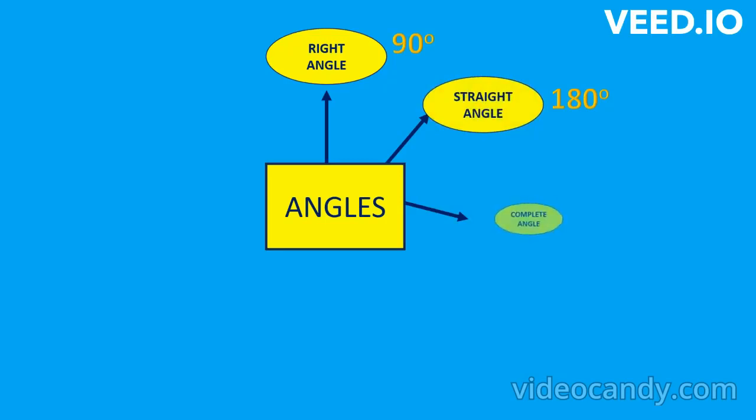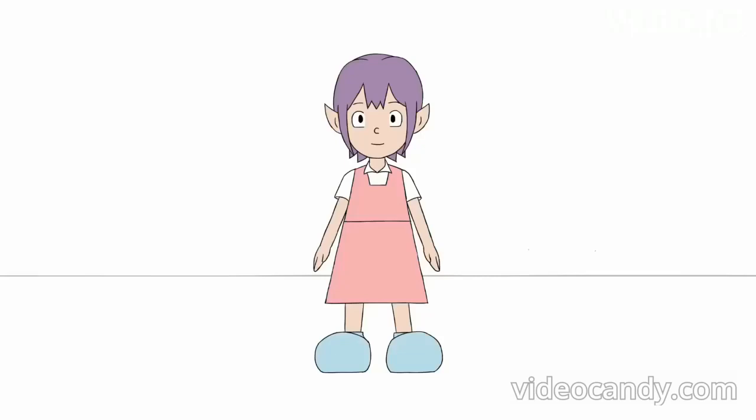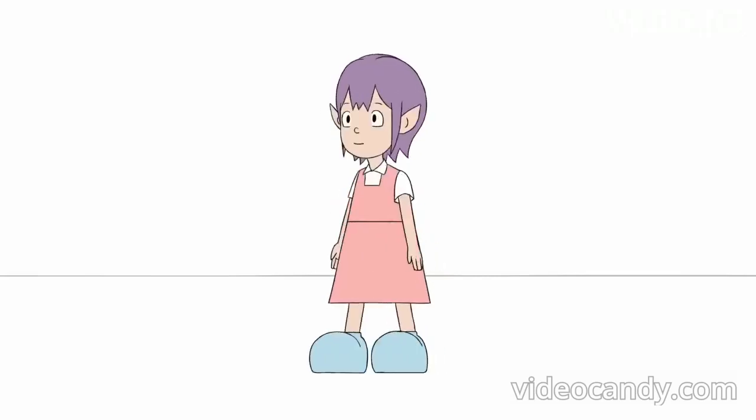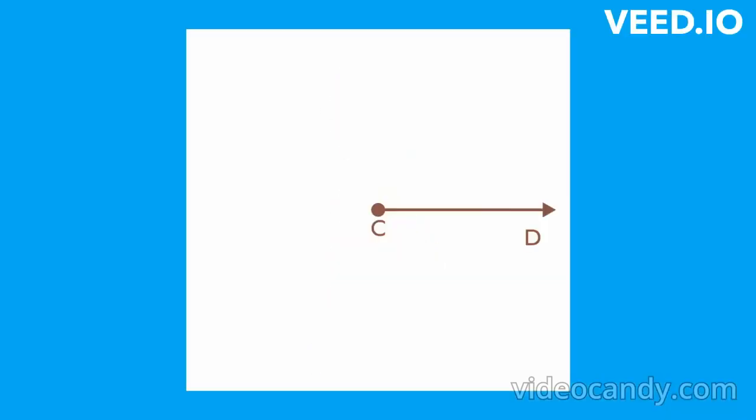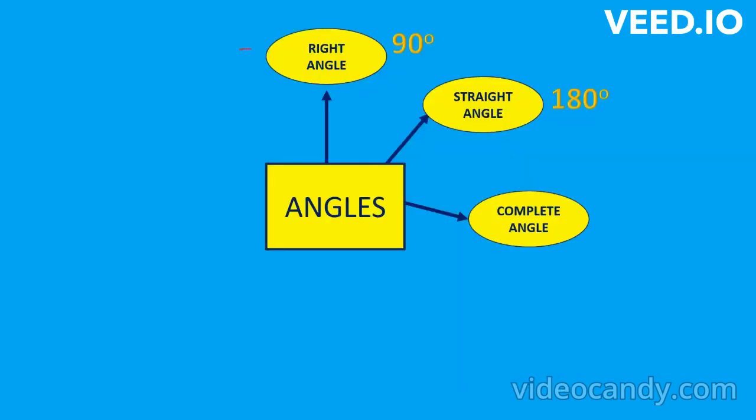Now let's learn about a complete angle, a whole angle. See, this girl is rotating. She's making one full turn. These two lines are making one full turn, that is 360 degrees. This is called a complete angle. A complete angle. This is a right angle. We have learned 90 degrees. It can be rotated in any way.